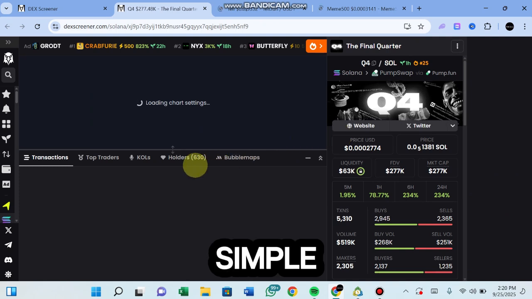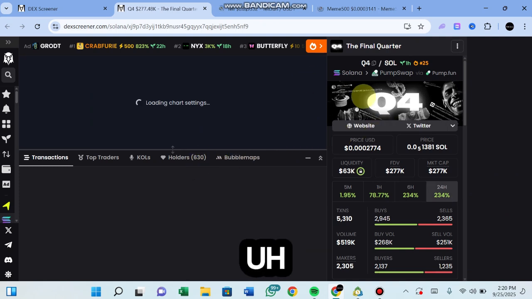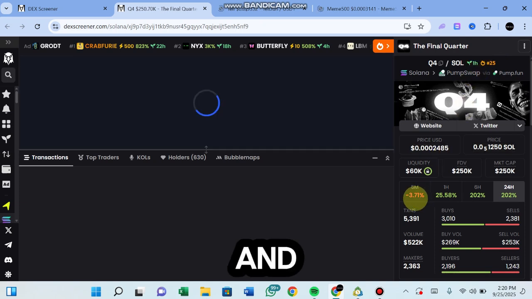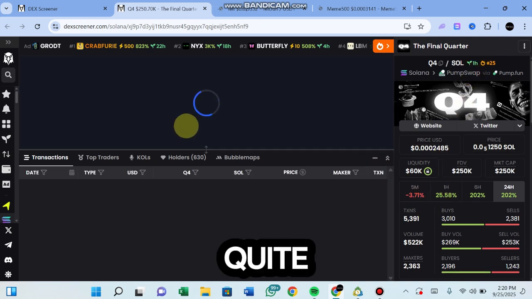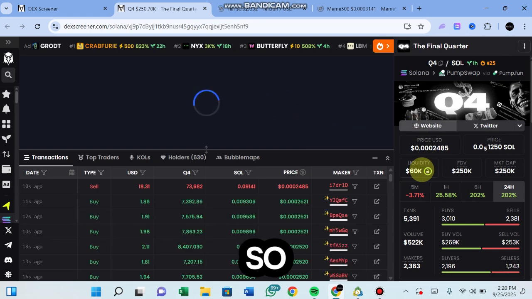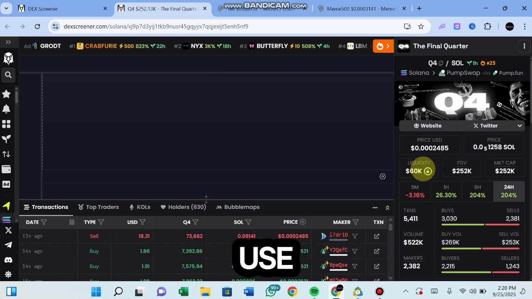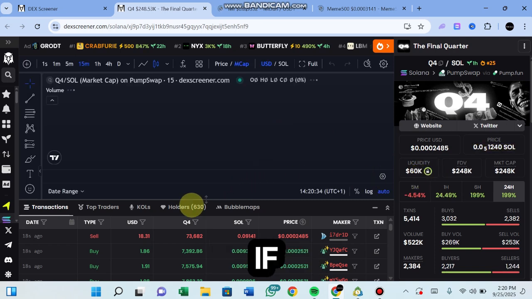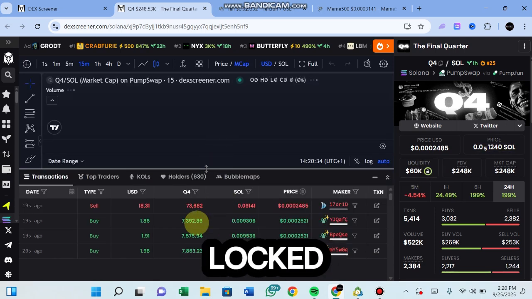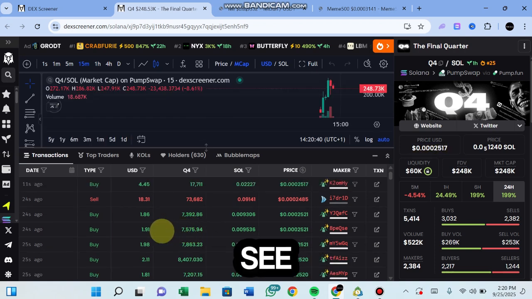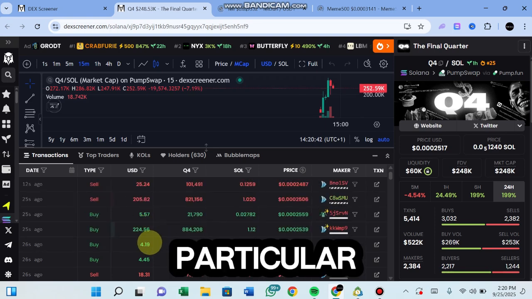Very simple. This particular one is called Q4, in the sense that we are in the last quarter of the year. I think that is what it means. It has about 25 on trend, created about 1 hour ago. So when the chart loads up, I can use my bot, TTF bots, to check if the liquidity is actually locked. And then I come to the chart and see how much people are spending on this particular coin.